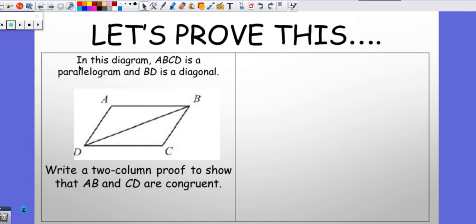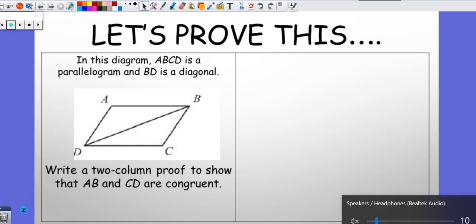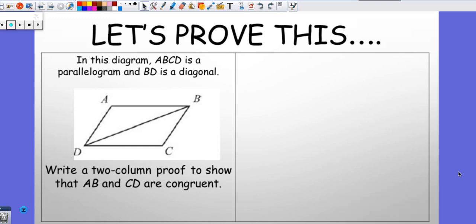All right, it says in the diagram ABCD is a parallelogram and BD is a diagonal. Write a two-column proof to show that AB and CD are congruent. Okay, so here's what we're working with.